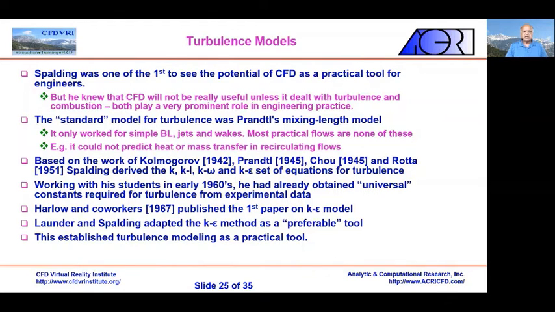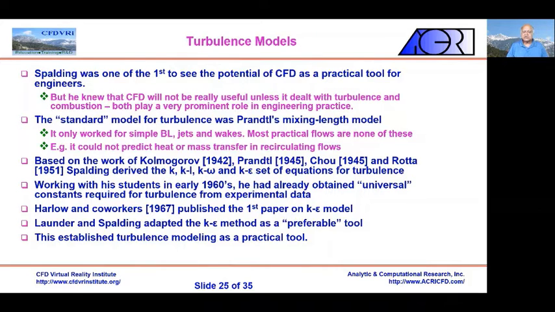For example, the mixing length model could not predict the heat or mass transfer in recirculating flows at all. The heat transfer is maximized at the point of reattachment, whereas shear is zero. So there's no equivalence between the two.